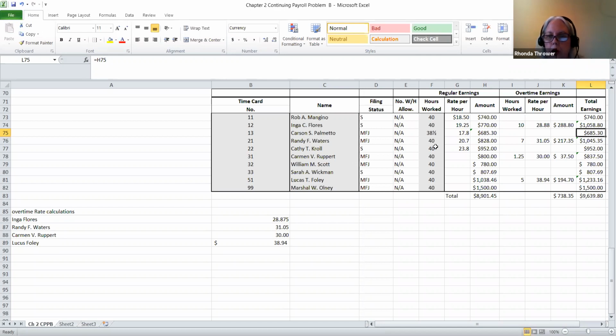The next employee, Randy Waters, worked 47 hours. 40 hours is his regular hours worked. We multiply 40 hours times the given amount for our regular earnings, and that gives us the regular earnings amount. Then we would take this $20.70 and multiply it by time and a half, and for Randy, that gives us $31.05. And that $31.05 is what we plugged in for the overtime rate for Randy. And then we're going to multiply that by 7 hours in overtime. That gives you the overtime earnings. And then we'll simply add the regular earnings and the overtime earnings together.